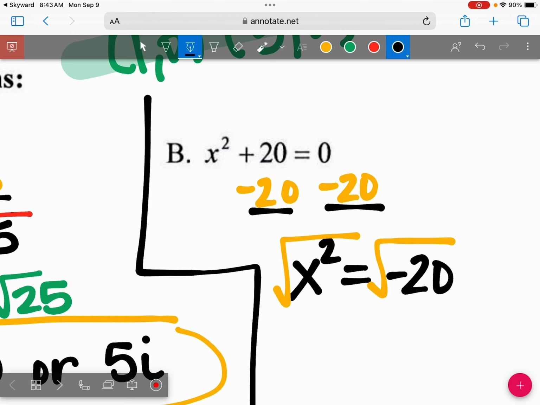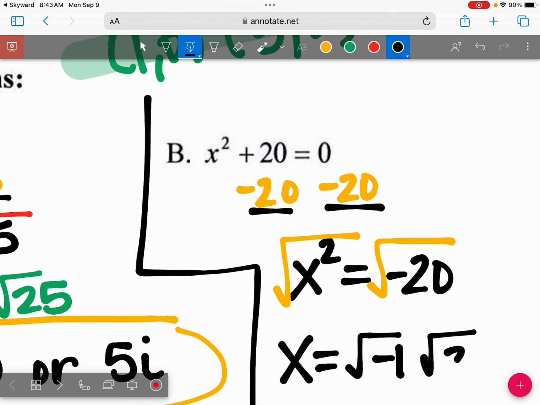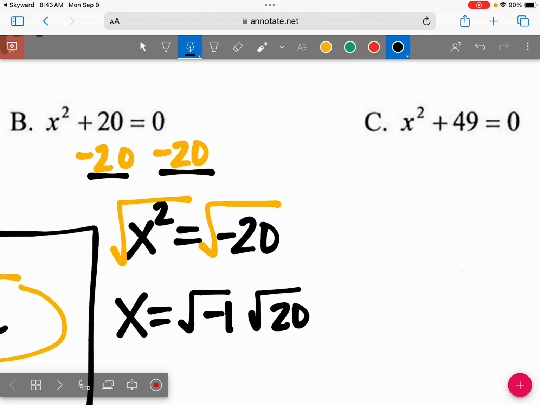So x equals square root of -1 times the square root of 20. Now, is 20 one of the numbers that you see in the front of the room in pink? Yes or no? Nope, we have to build a cake. Anytime it's not in the front of the room, we have to make a cake. So let's go ahead and do that.